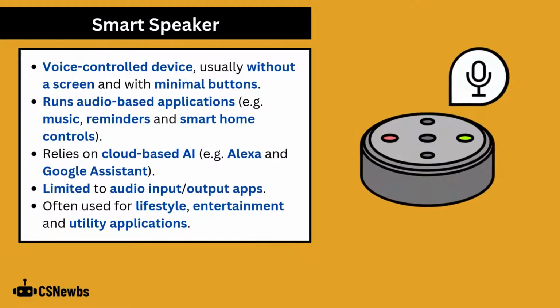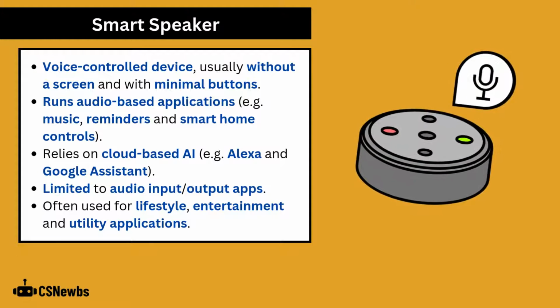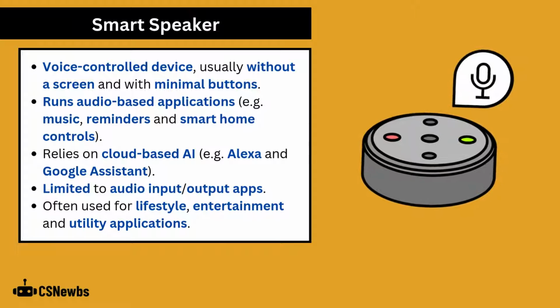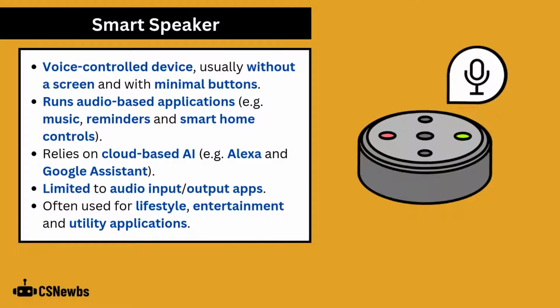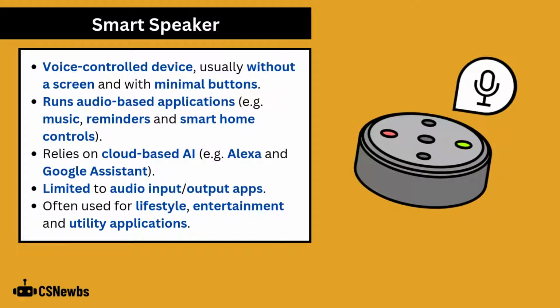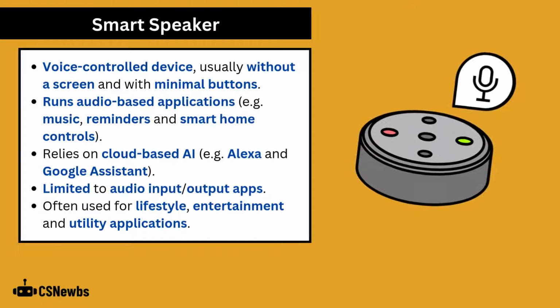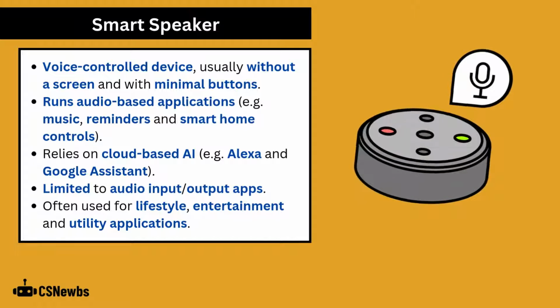and Bluetooth. Smart speakers are voice-controlled devices, usually without a screen and with minimal buttons. They run audio-based applications such as music, reminders, and smart home controls. They rely on cloud-based AI, for example, Alexa and Google Assistant. They're limited to audio input and output apps, and they're often used for lifestyle, entertainment, and utility applications.